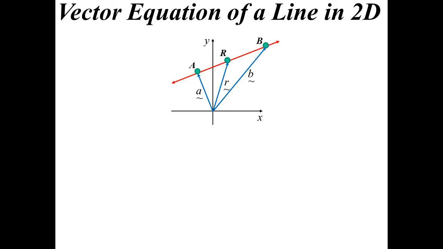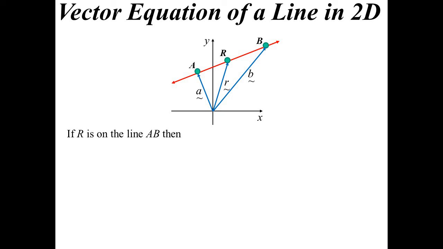So here we go. There's our standard coordinate axes. We've got our red vector there. I want to find the equation of it. So I've drawn in 3 points. A and B are points that I know are on the line. R is just some random point on the line somewhere.